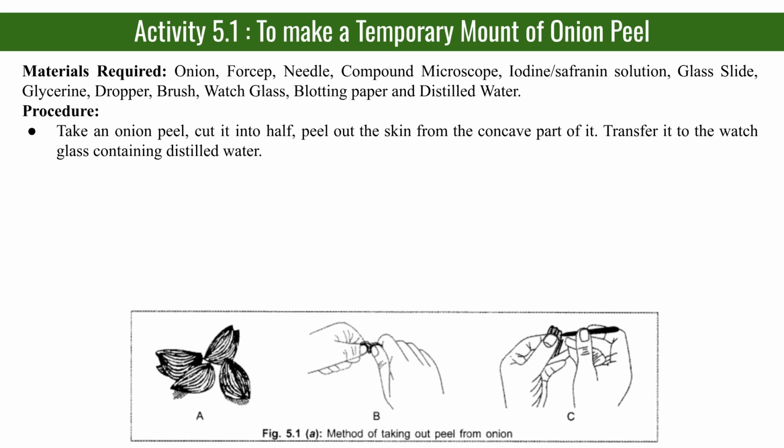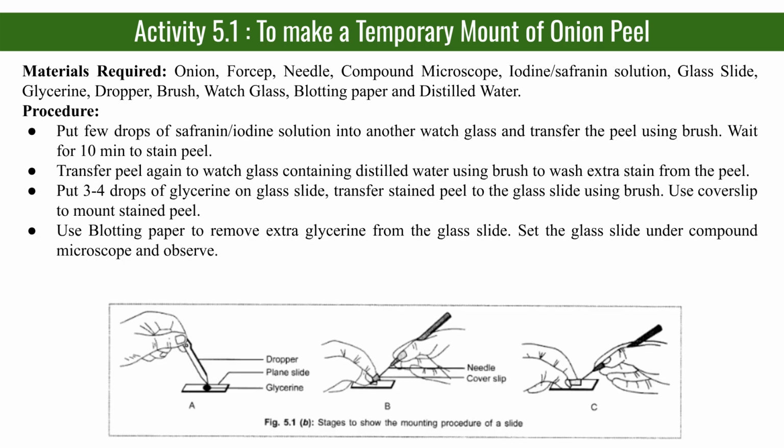Activity 5.1 focuses on making a temporary mount of an onion peel. The materials needed include an onion, a microscope, staining solution like iodine or safranin, and slides. The initial steps involve peeling the skin from the concave part of the onion and transferring it to a watch glass with distilled water. Next, stain the peel with safranin or iodine solution for about 10 minutes, then wash off the excess stain with distilled water.